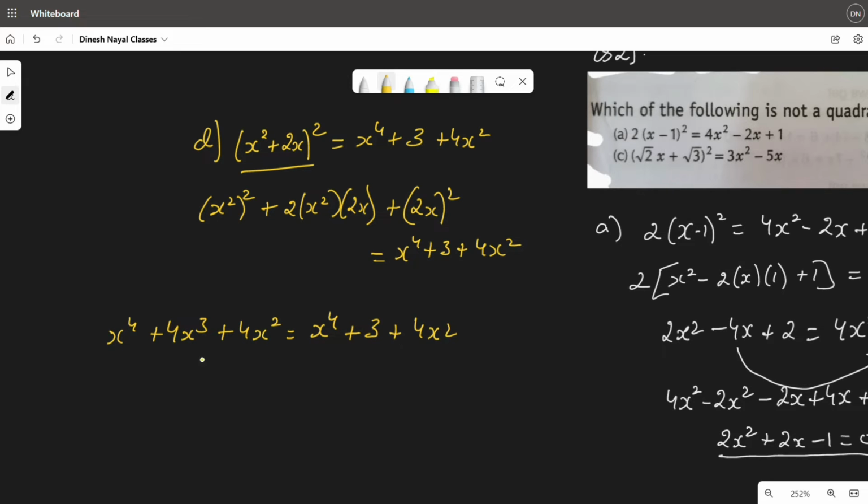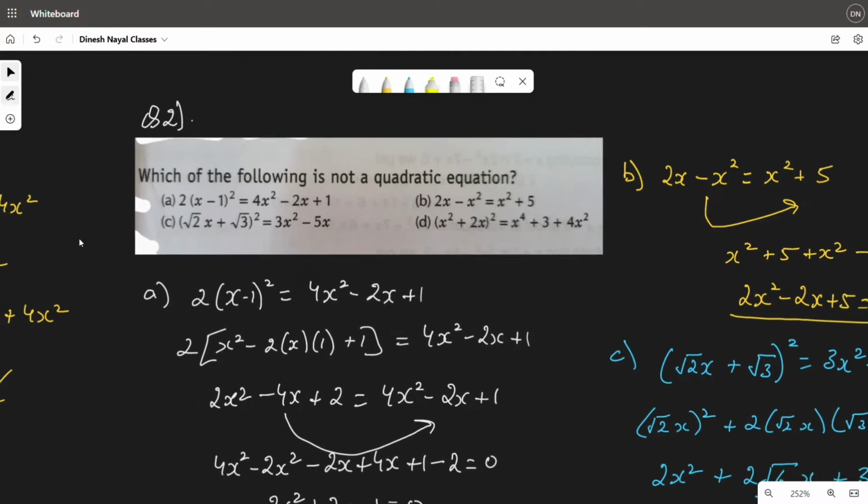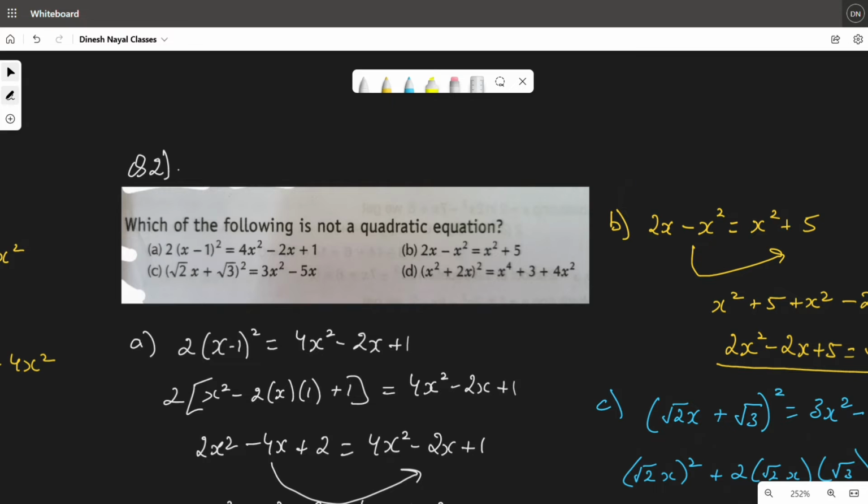Now as you can see, x to the power 4 cancels out on both sides. Similarly, 4x square also cancels out. What we are left with is 4x cube minus 3 equal to 0, which is not a quadratic equation. This is actually a cubic equation, as you can see, it is the power of 3. So I think D is the correct answer, which is not a quadratic equation. So for question 2, D is the correct choice.